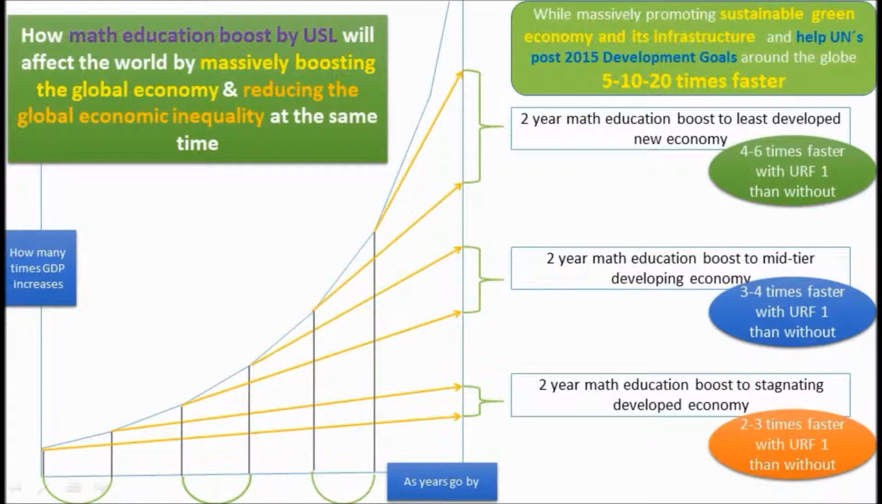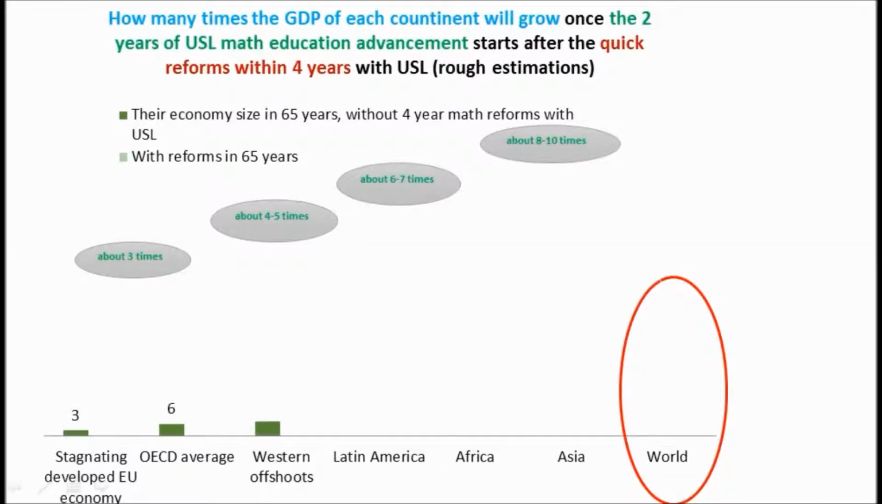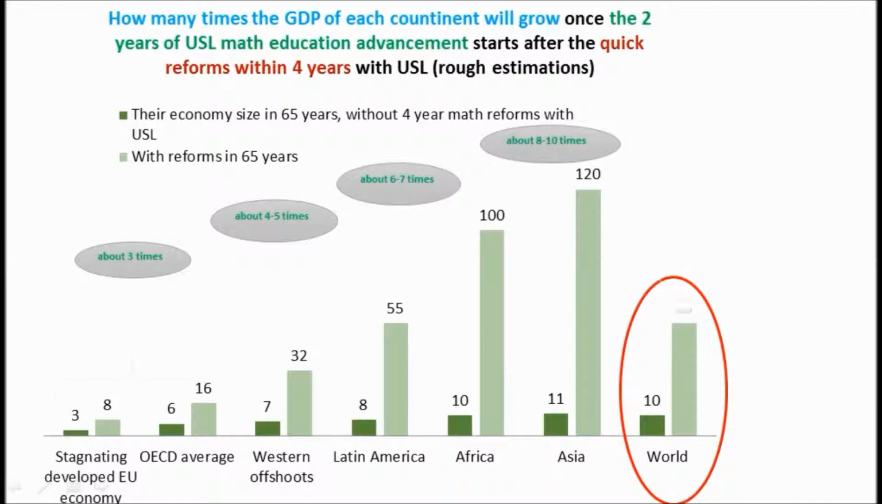If you look at the overall GDP growth, this green part is the expected GDP growth over the next more than half century, and on the right side, the thin green part is if you have the USL, if it is going to be global, mathematics education is advanced 4 years. That is the change. And the far right side, the world difference. Without it, 10 times the GDP will grow. With the USL 2-year advanced mathematics globally, the global GDP is going to grow on average 5.5 times. And this will take care of the inequality issue automatically as well.